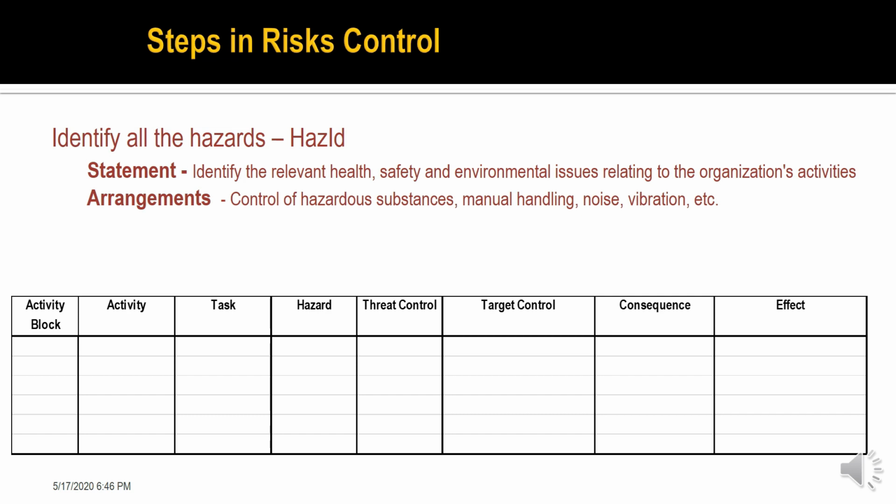In the arrangement section, we have specified control of hazardous substances, manual handling, noise, etc. We have to ensure that it has been done. Now you can see here in the hazard identification, control of hazardous substances. Hazardous substance is a hazard. Improper manual handling is a hazard. Noise, vibration, etc. all those things are hazards.